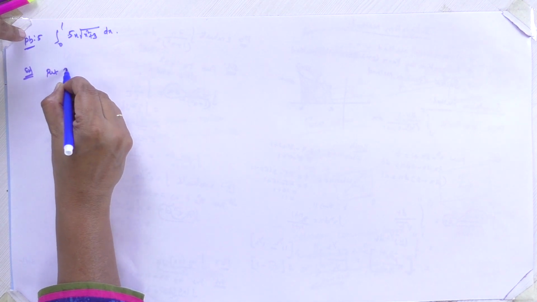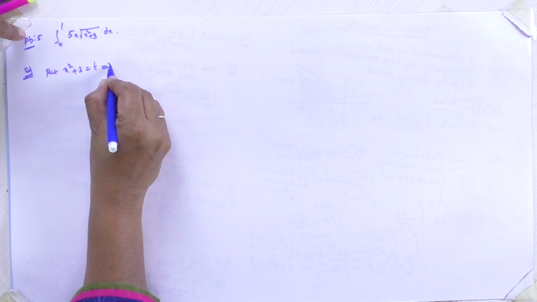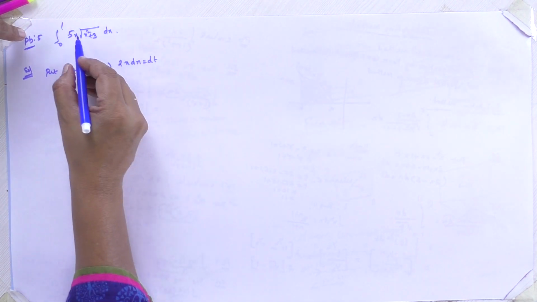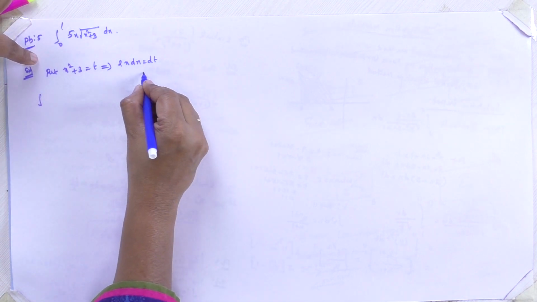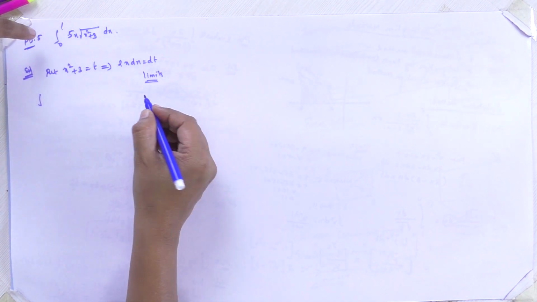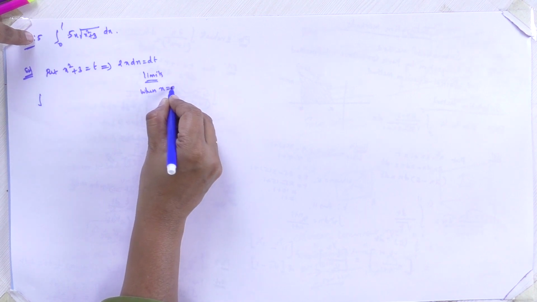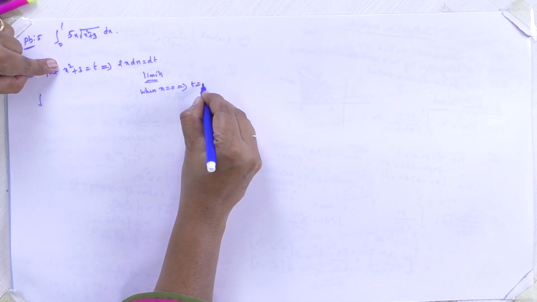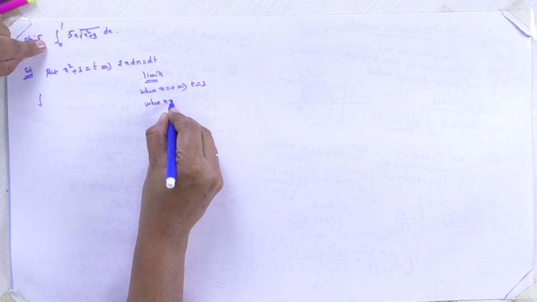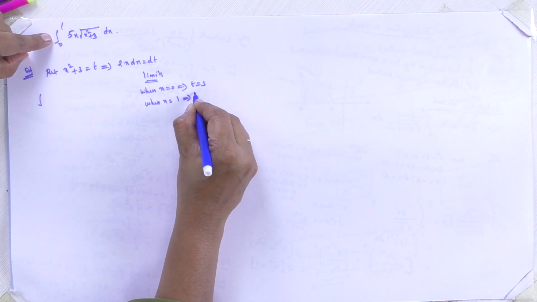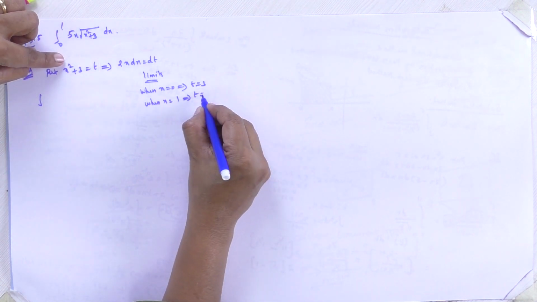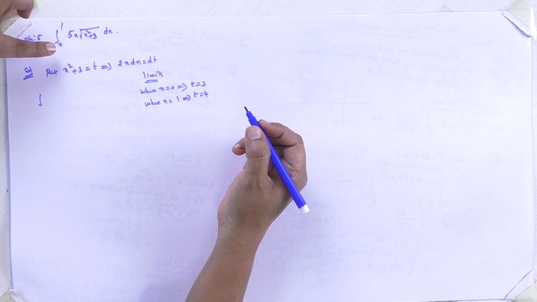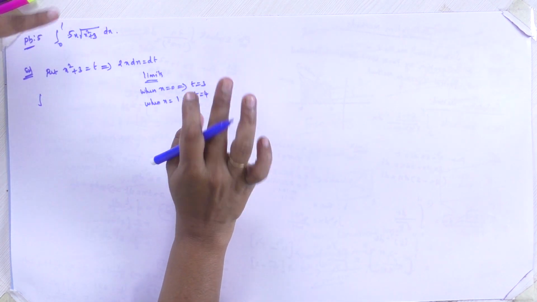Put x square plus 3 equal to t, which implies 2x into dx is equal to dt. We have the limits also, right? So we have to check the limits. When x is equal to 0, that implies we have to check for t. If you substitute x equal to 0, t equal to 3. When x is equal to 1, t becomes 4, 1 square plus 3, that is equal to 4. So therefore the limits vary from, instead of 0 to 1, 3 to 4.